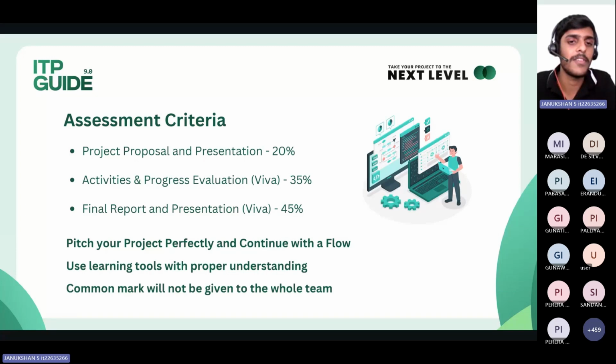And there will be activities and then a progress evaluation. In the progress evaluation, you must show your 80% completed prototype, and there will be a viva and also a code evaluation. I think it will contain about 35% of your final mark. And then the final report and presentation. Here in the final presentation, you must do your product demo after completing your whole project. And here also you will have a viva that contains up to 45% of your mark, including the final report.